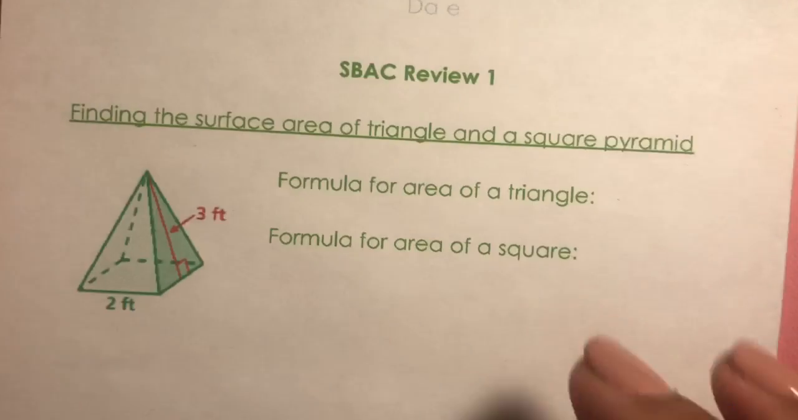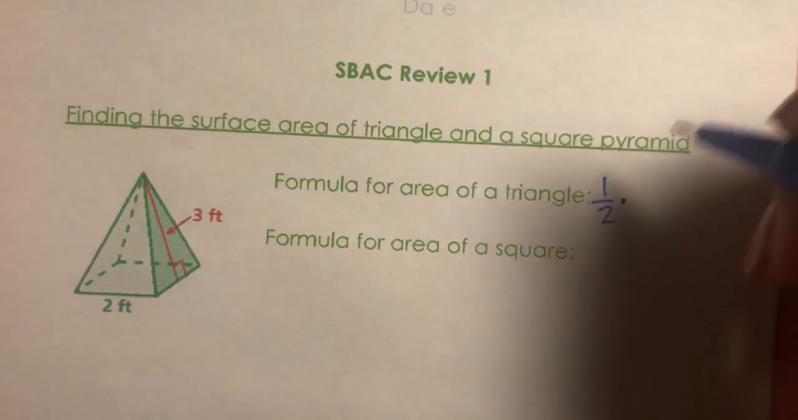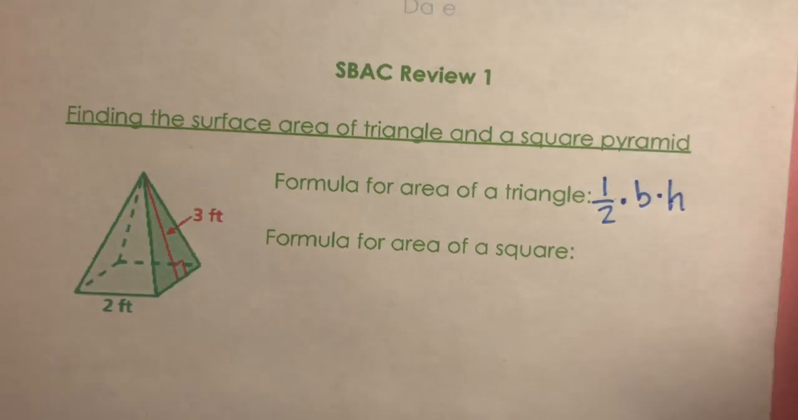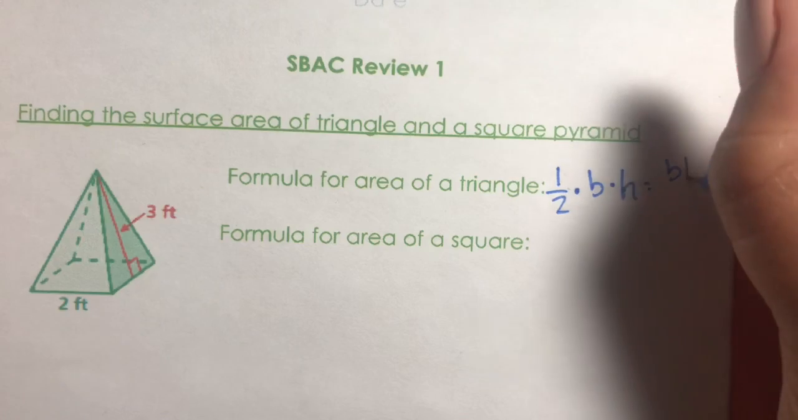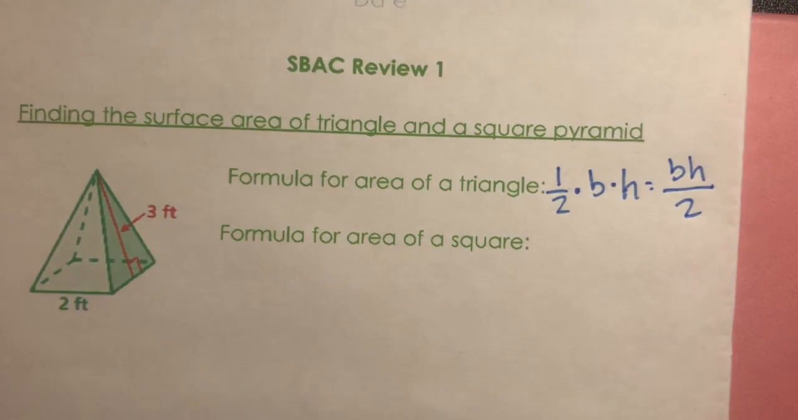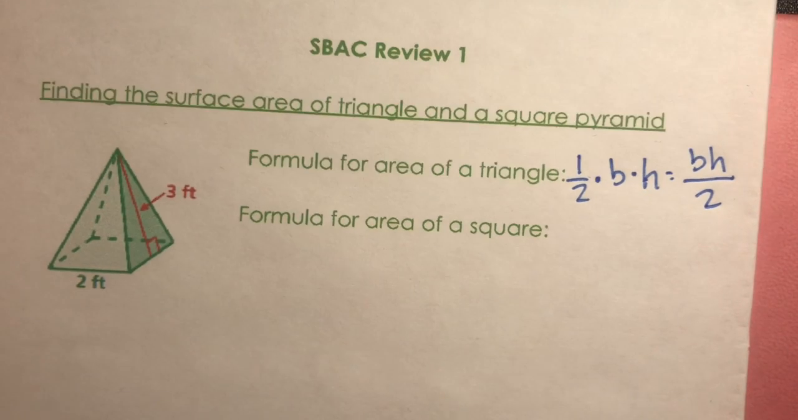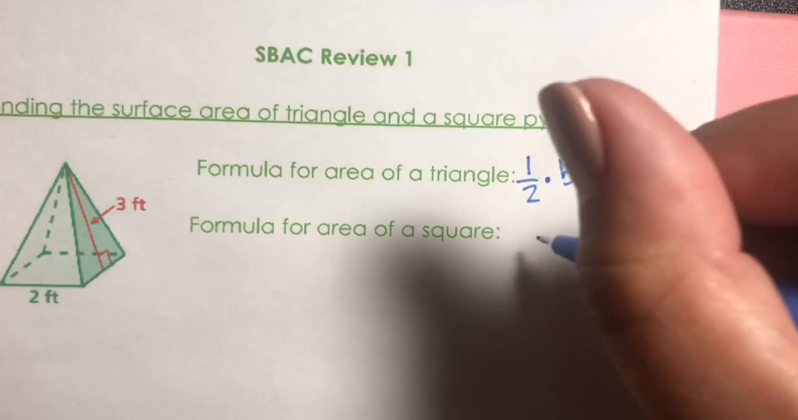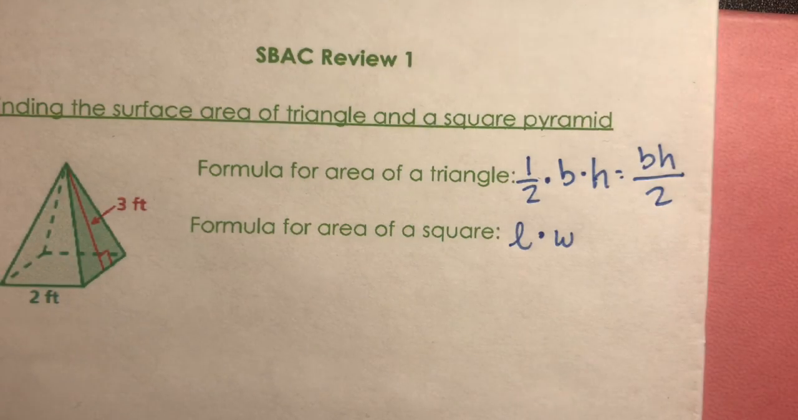And it's really easy. All you have to do is multiply 1/2 times the base times the height of a triangle. Or alternatively, the same thing is base times height divided by 2. It's going to equal the exact same thing either way. Okay? Now the formula for the area of a square, we did not go over this yesterday. The formula for the area of a square is the length times the width. Okay, that's all you need to remember.